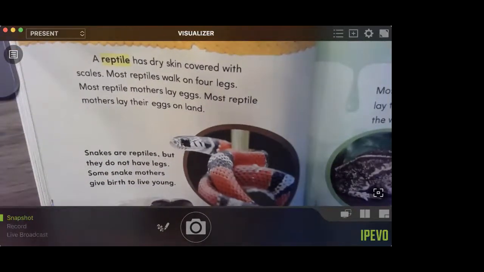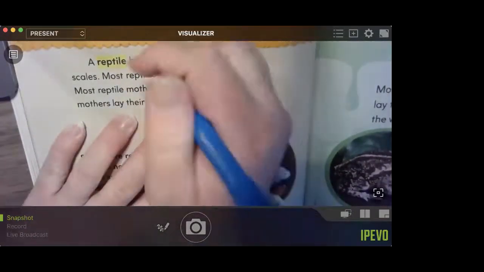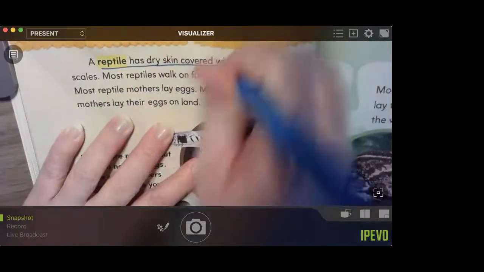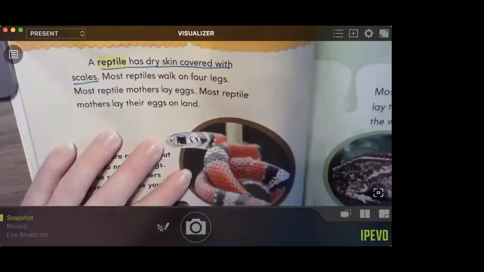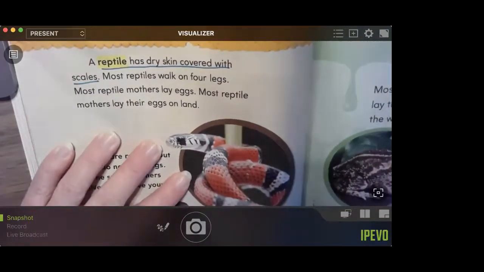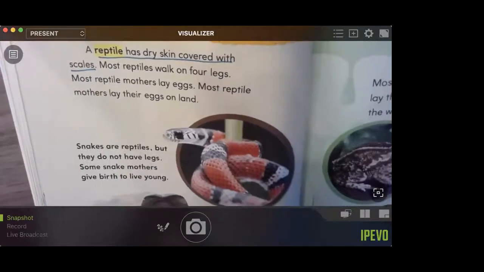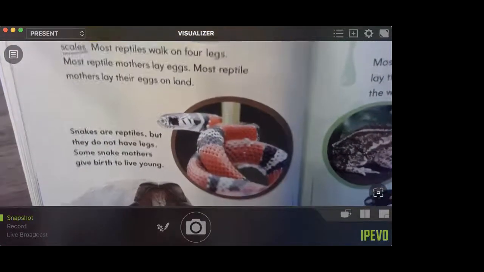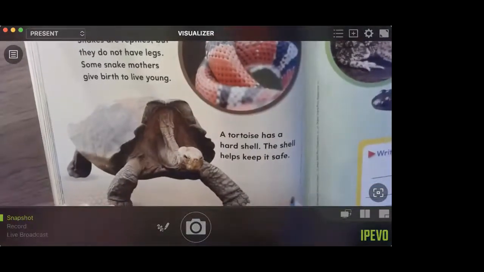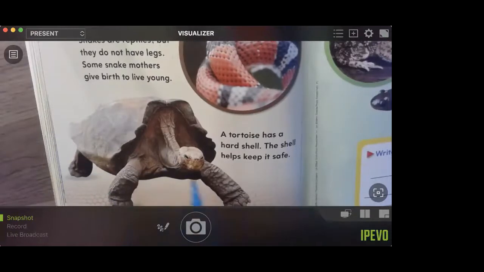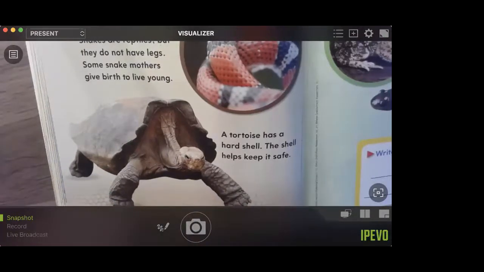What is a reptile? A reptile has dry skin covered with scales. Okay? And then most of them walk on 4 legs, but not all of them, as you just saw, because a snake doesn't walk on 4 legs, does it? Okay, it'd be kind of silly to see a snake with some legs. And then we have a tortoise. A tortoise has a hard shell. The shell helps keep it safe, so it walks on 4 legs. It is considered a reptile.